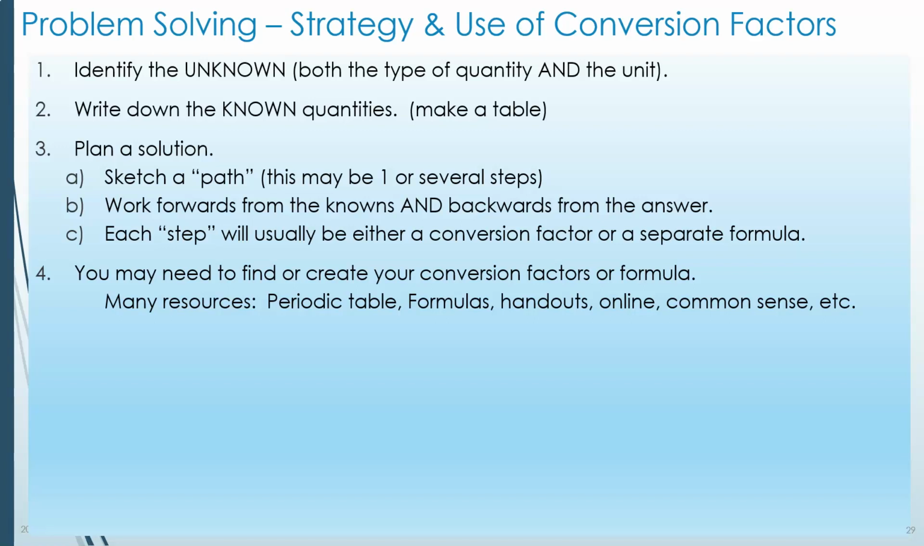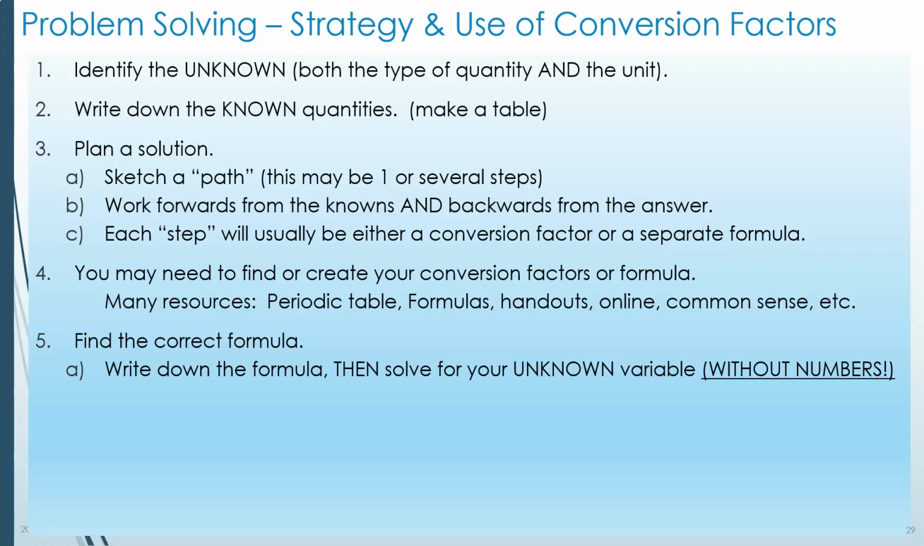And sometimes plain old common sense will tell you what the formula is or what the factor is. For instance, you know that there are 60 seconds in a minute, therefore your conversion factor is 60 seconds per 1 minute, or 1 minute per 60 seconds. You need to find your correct formula. You're given a table of formulas, and some you may have to generate yourself.